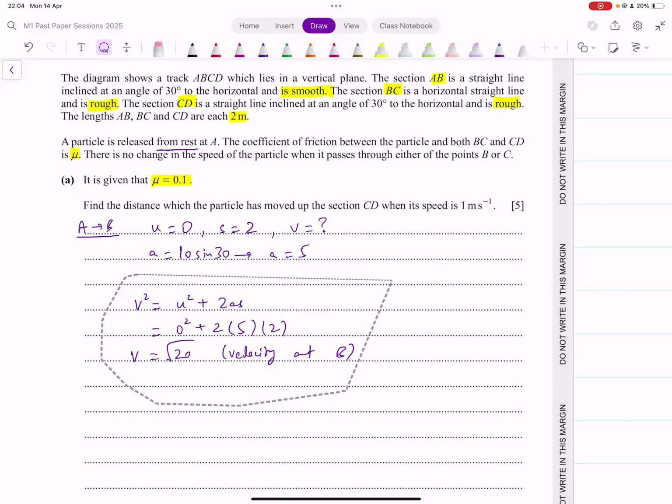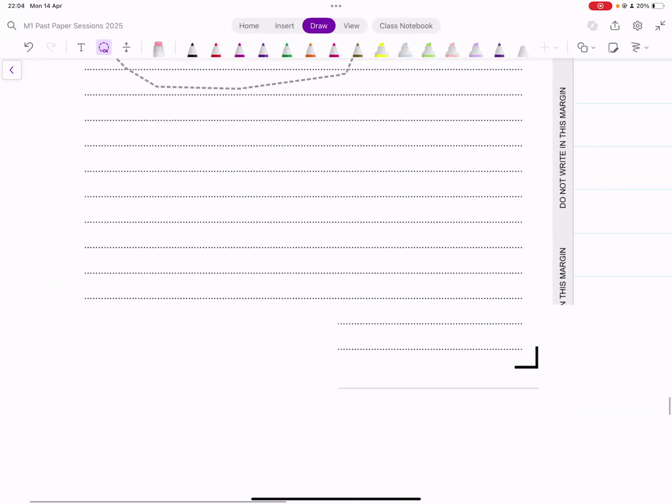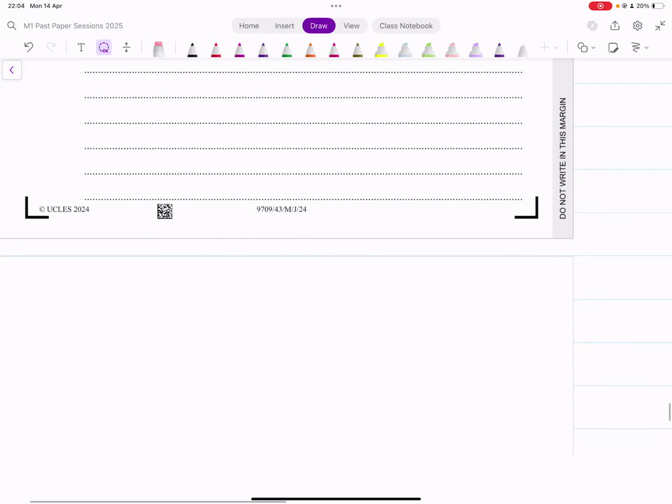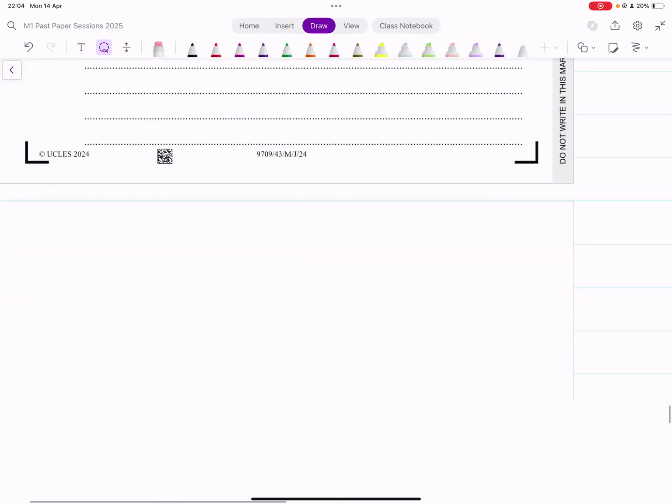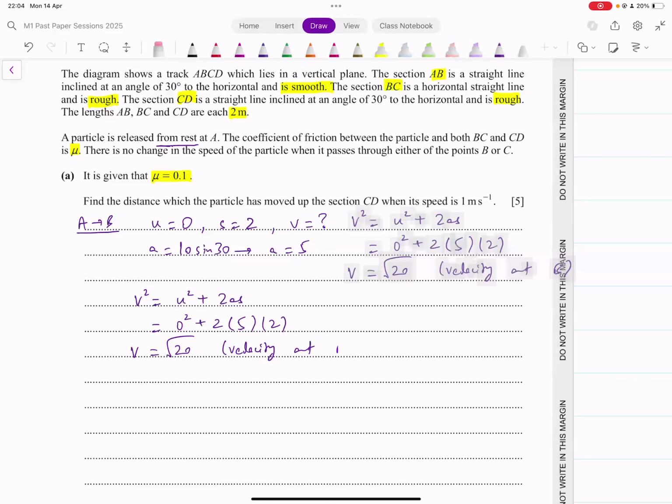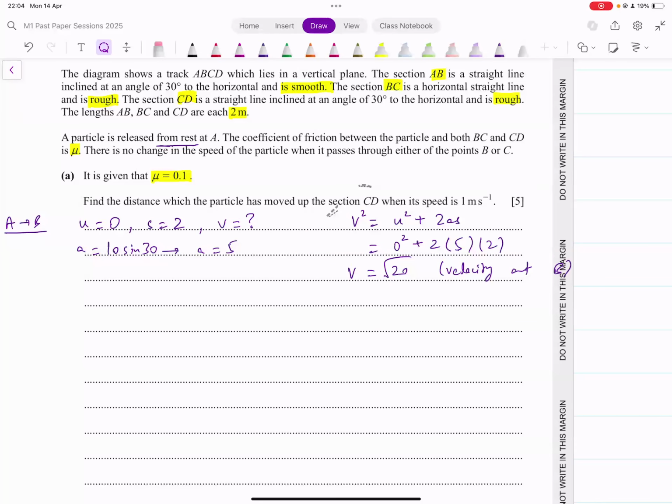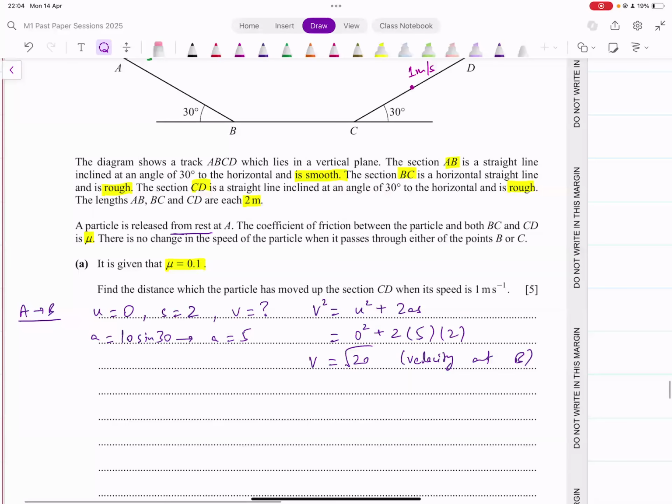Let's save some space. This is what happens from A to B. What about B to C part of the journey? What happens in that part? Let's think about that now. B to C. Now the velocity at B is square root of 20.